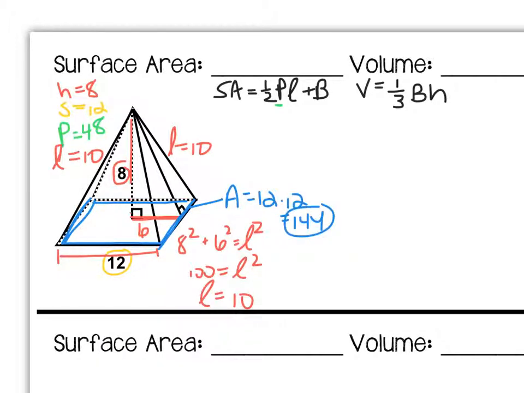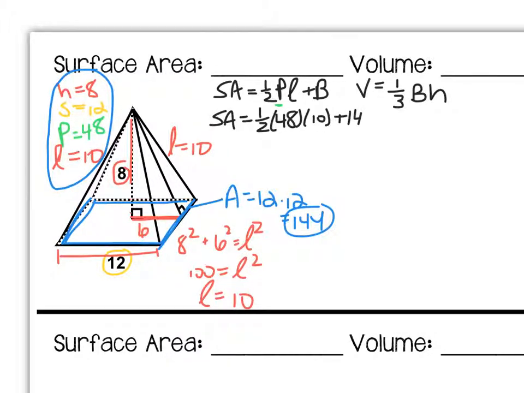So now I have all of my parameters that I can substitute into my two formulas. Surface area equals 1/2, perimeter was 48, slant height was 10, and the area of my base was 144. And when I combine that, my surface area is 384.